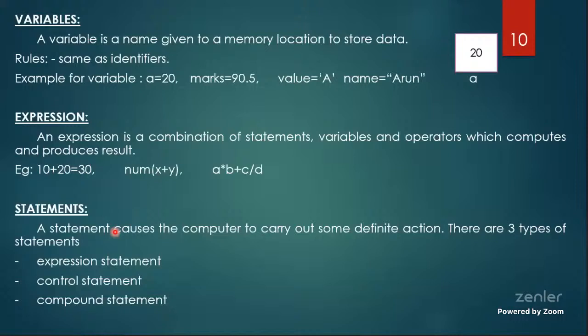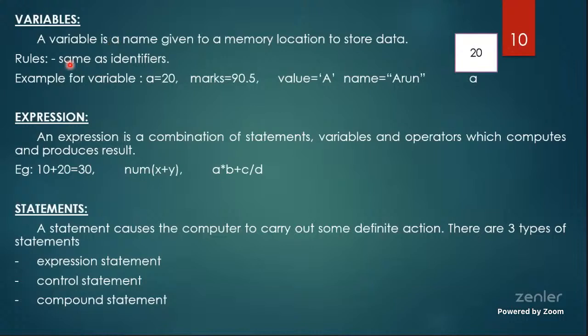Right. So now let us go through the next topic, variables. What are variables? Can you see here, don't consider this. I have written one statement here, that is 20 and A. So what is the meaning of it? See, a variable is a name given to a memory location to store data. Very simple. A variable is a name given to a memory location to store data.